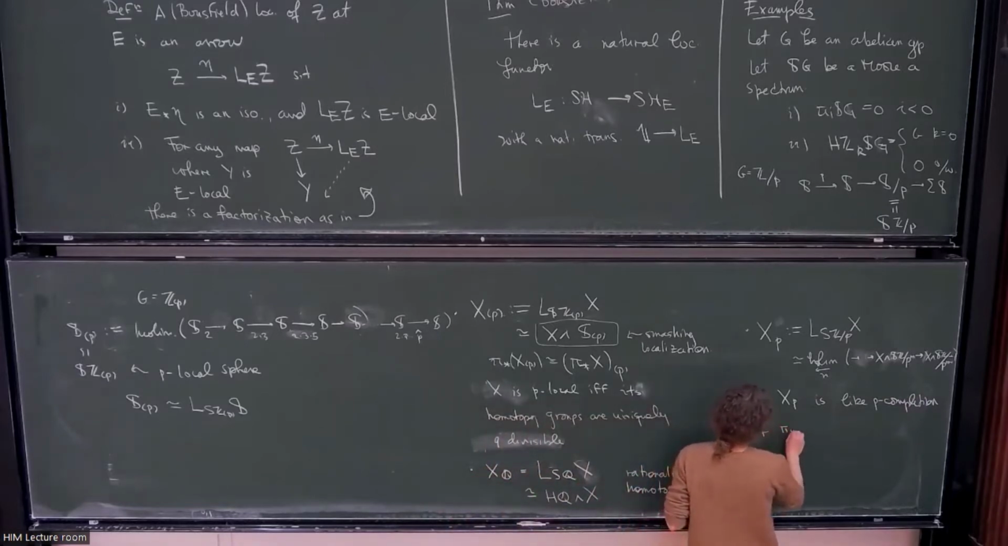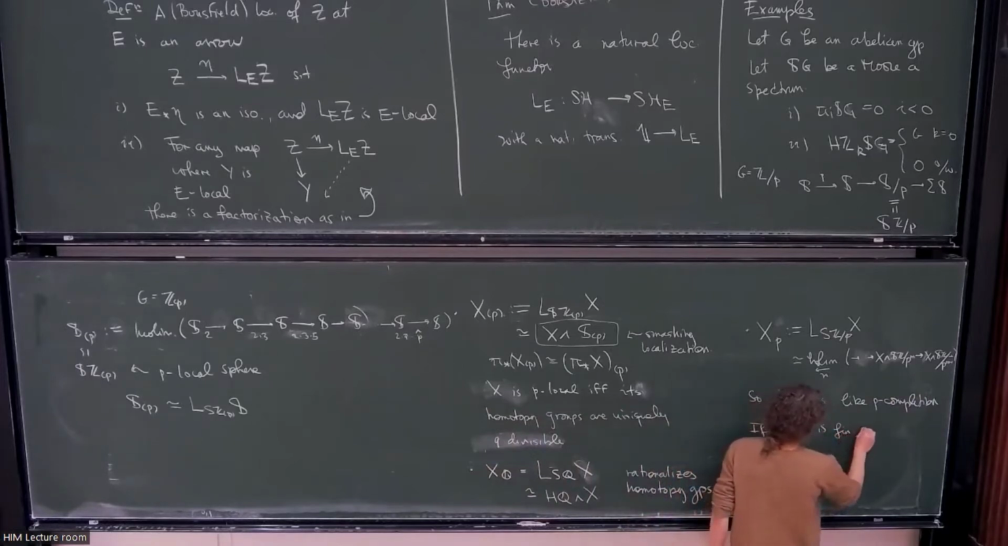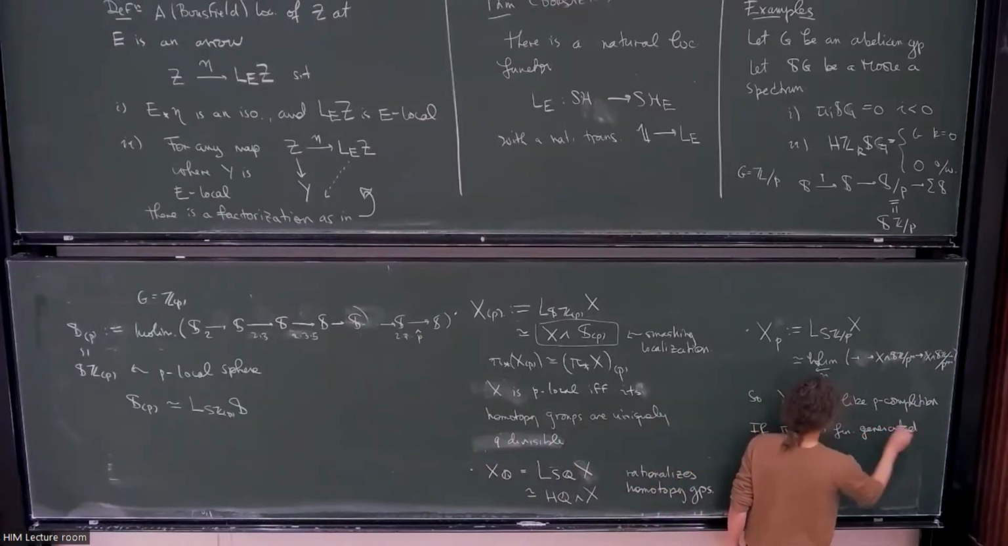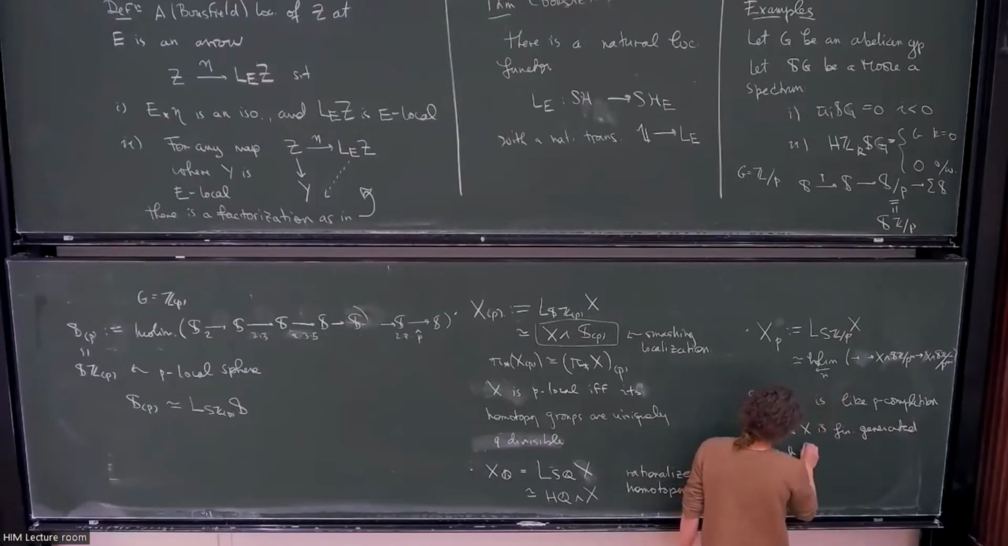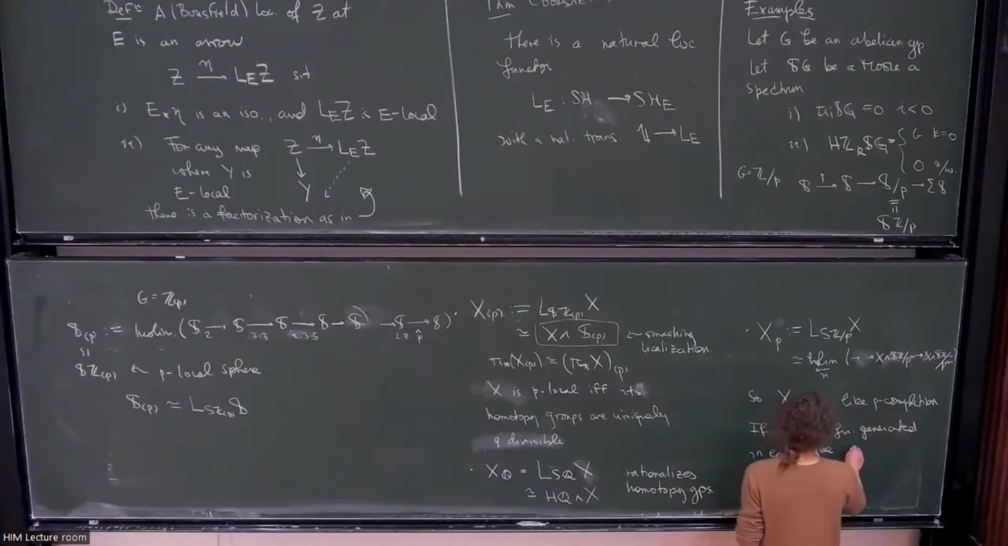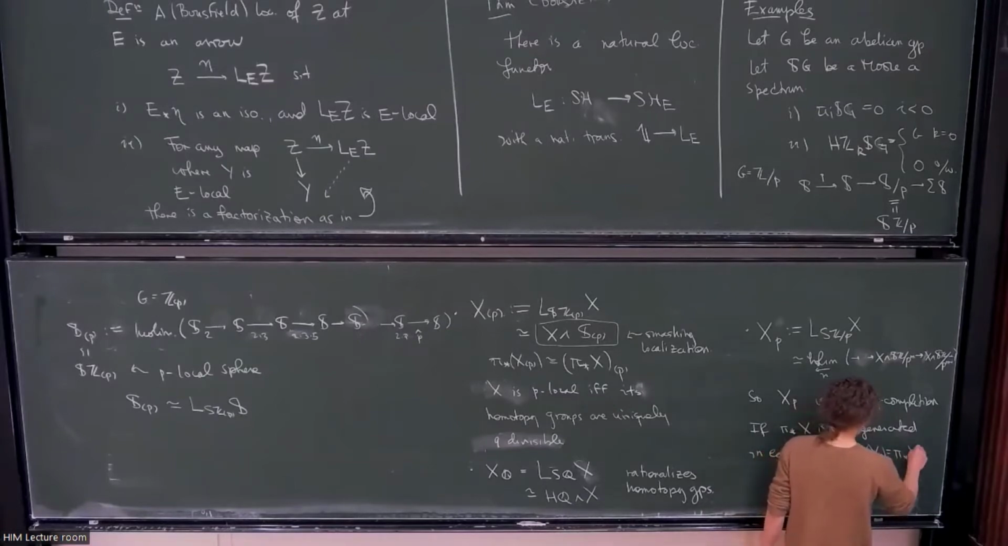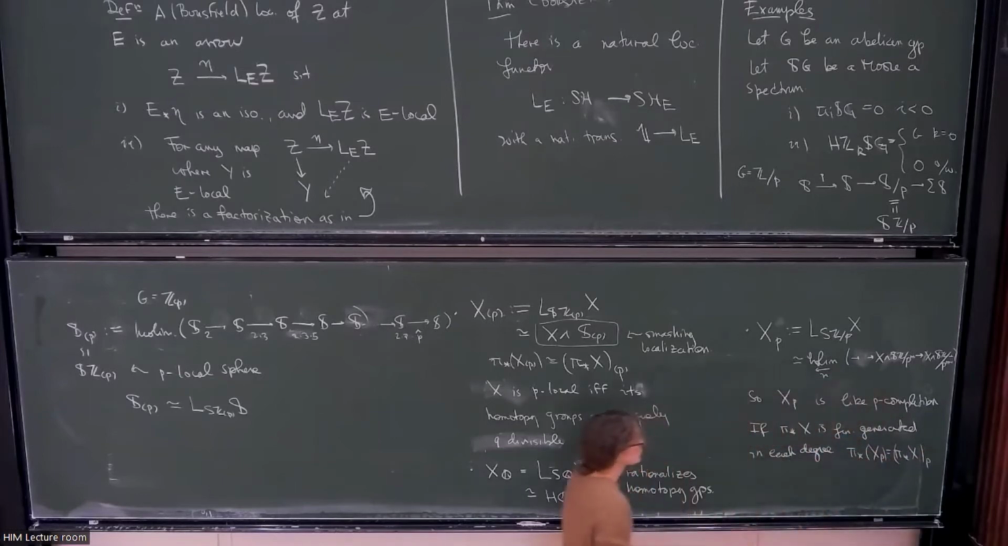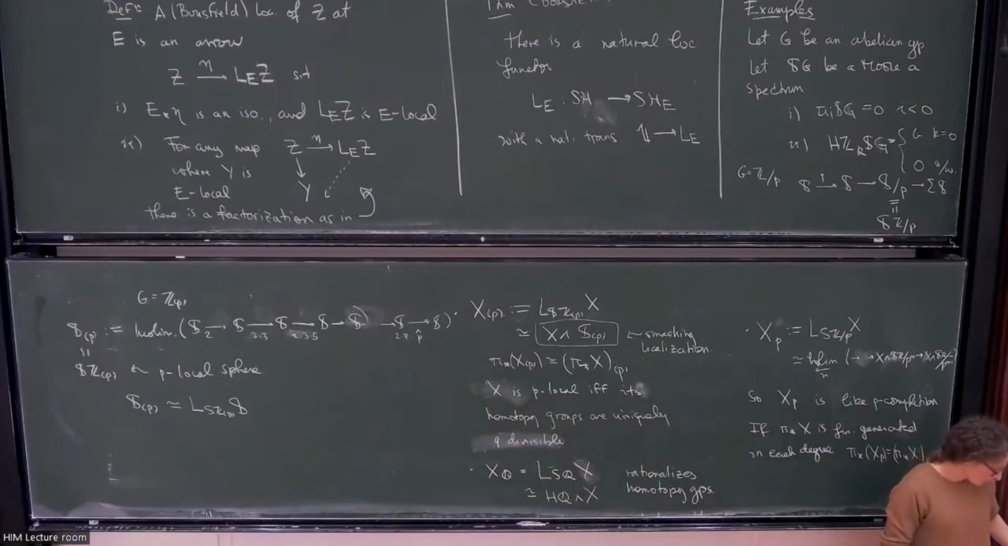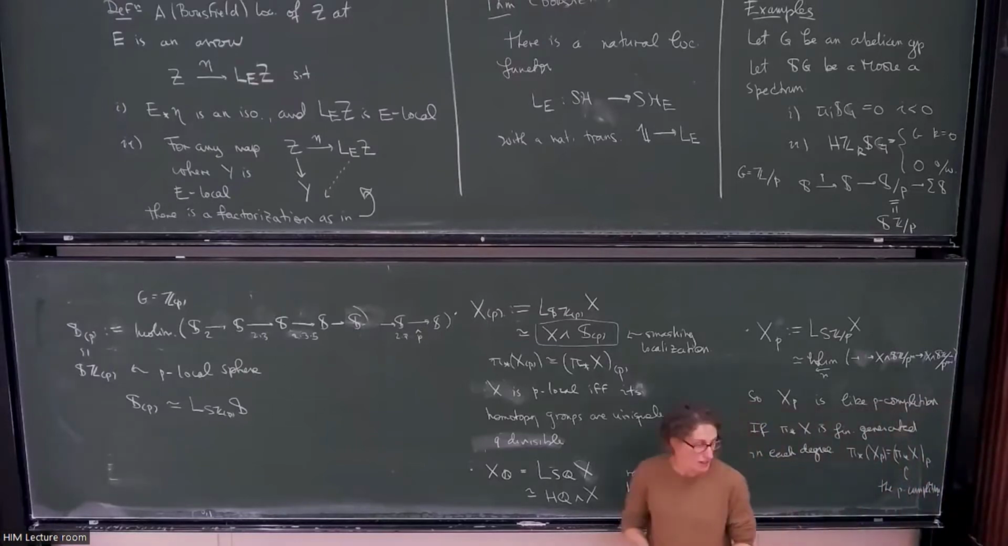However, if pi star of X is finitely generated in each degree, then this is fine. And by this I mean the p-completion. All right. So that's weird, but it's the way it is.